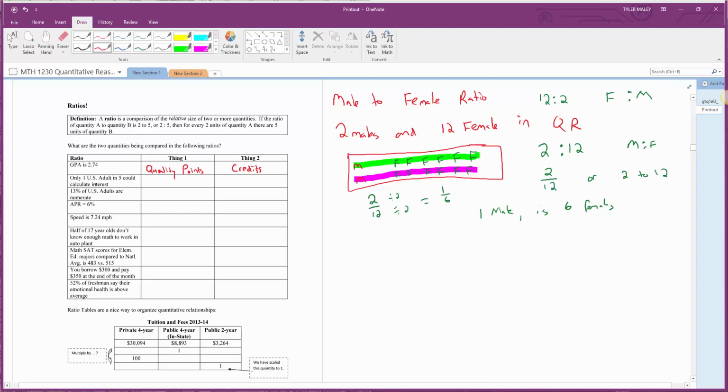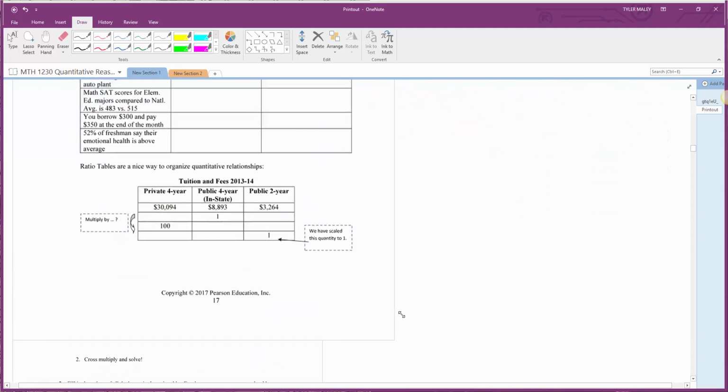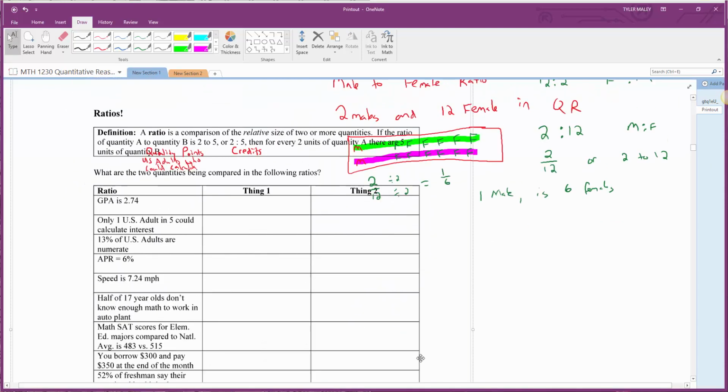The next row, only one U.S. adult in 5 could calculate interest, right? So what we're comparing here are U.S. adults who could calculate interest, right? So U.S. adults who could calculate interest. See, I'm not having enough room to write in this. Let me actually make this larger.